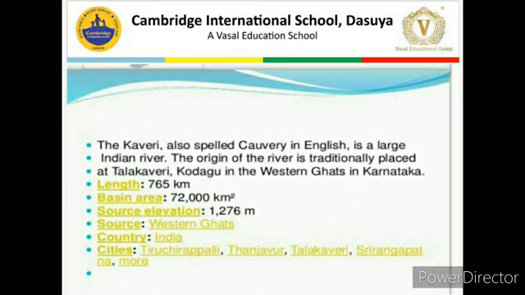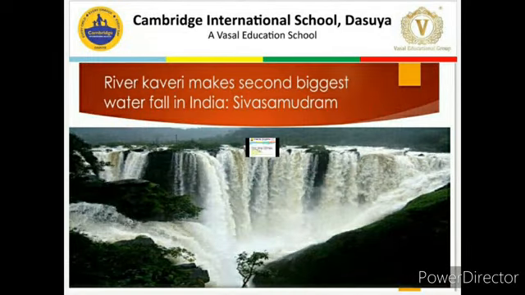One important aspect of the Kaveri River Basin is the biggest waterfall of India. The Kaveri River descends from the South Karnataka plateau and forms the second biggest waterfall in India, that is the Siva Samudram waterfall. You can see in the picture.